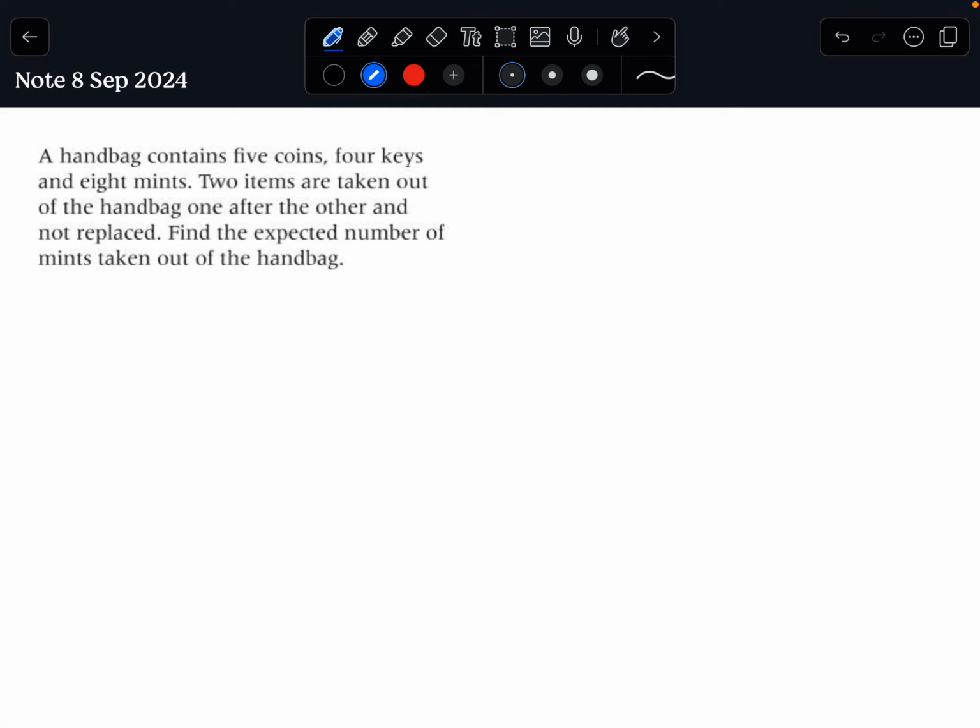Hi everyone. So today I would like to show you how we could find the expected value with a probability distribution table, as well as using techniques of probability to solve a question. This is a question that's extracted from the Oxford textbook, from the AISL textbook.